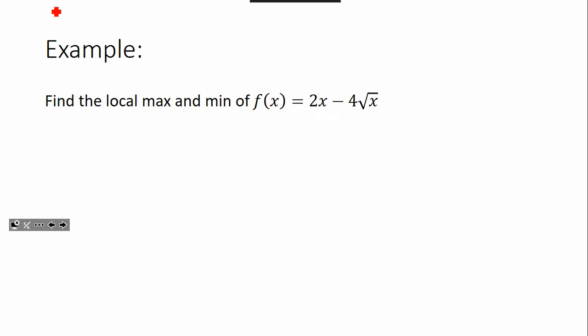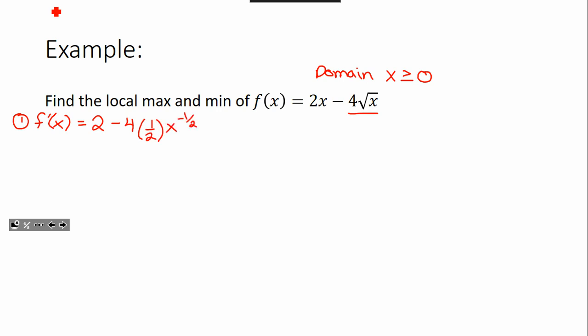Now when we have something just a little bit more complicated, something like this one, again, step 1, we're going to find our first derivative. Keep in mind, our domain is x has to be greater than or equal to 0 because of this radical. So we want to keep that in mind when we go and solve this stuff. Now we get a first derivative of 2 minus 4 times a half x to the power of -1/2. So the derivative of that radical. It's not a product rule because 4 is just a coefficient. So here I'm going to get 2 minus 2x to the power of -1/2.